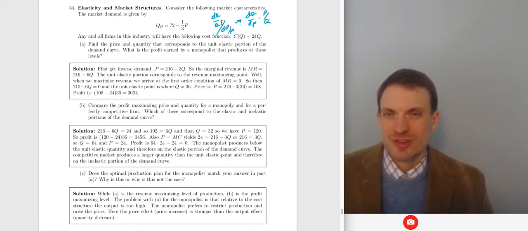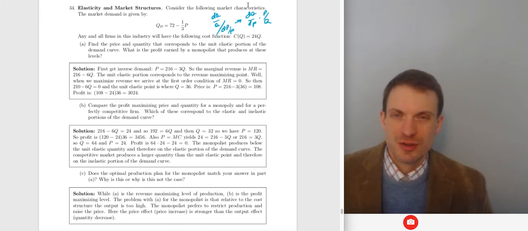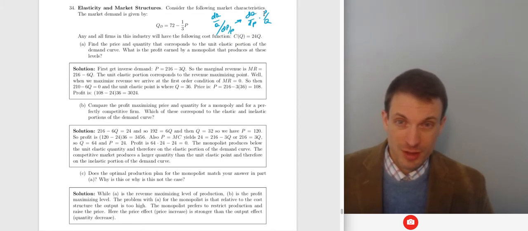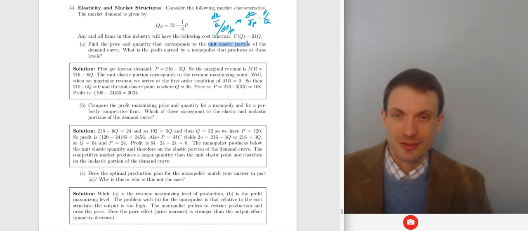Here's another similar question. Suppose the market demand is 72 minus 1/3 P. Here's our formula again for elasticity. It's the slope, dQ/dP, times P over Q. Find the price and quantity corresponding to the unit elastic portion. There's two ways to do this. One is you can use this formula. You could plug in the 1/3 and then P, and then the Q would be this right here. Set that equal to 1, and then you could solve for the optimal quantity. The other thing you could do is find the unit elastic point, which is going to be the revenue maximizing point, and it's going to be the midpoint of the demand curve.